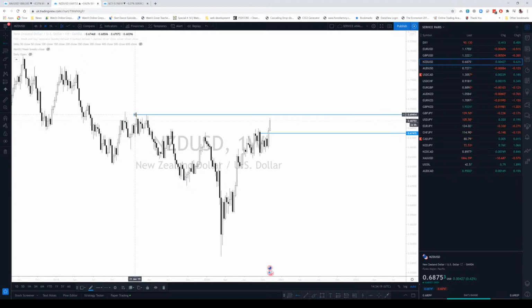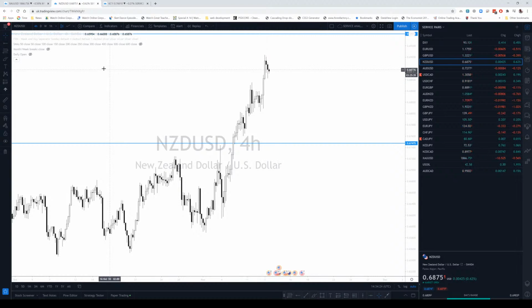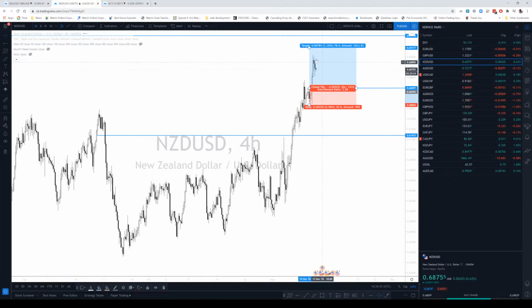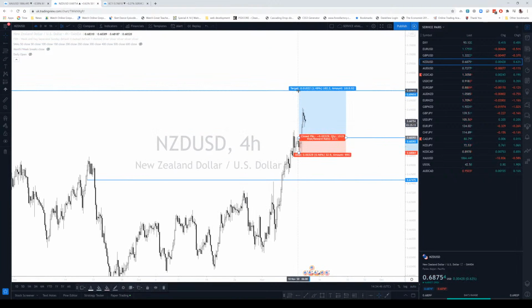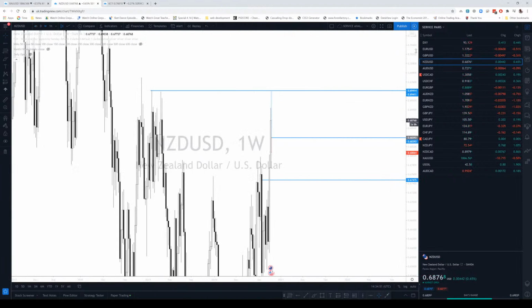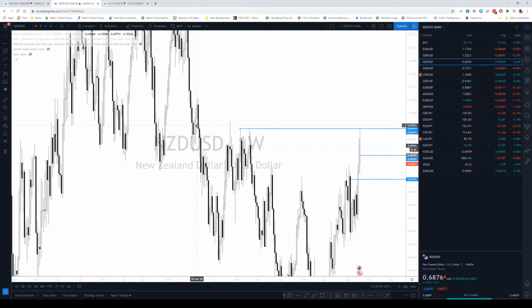Right now it's making an attempt for this equal high. So any pullback that happens, maybe this one here. If it does pull back in here, then I'll attempt a long to take out this equal high. And then on the higher time frame there is a gap with an up candle in here. That's the next upside objective.